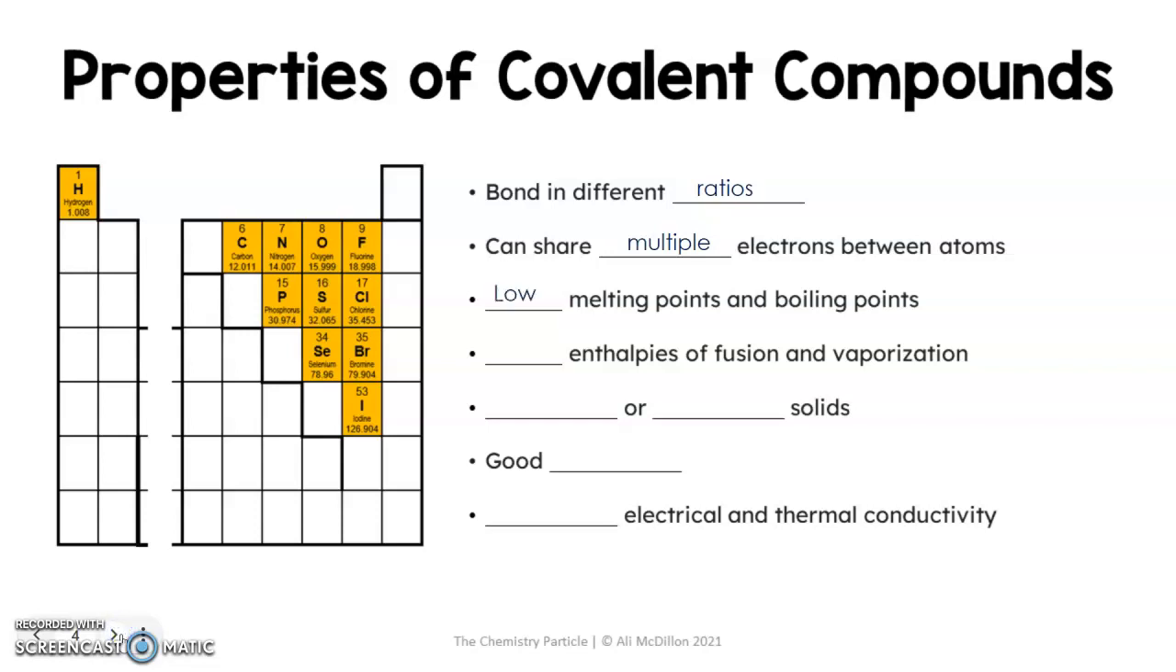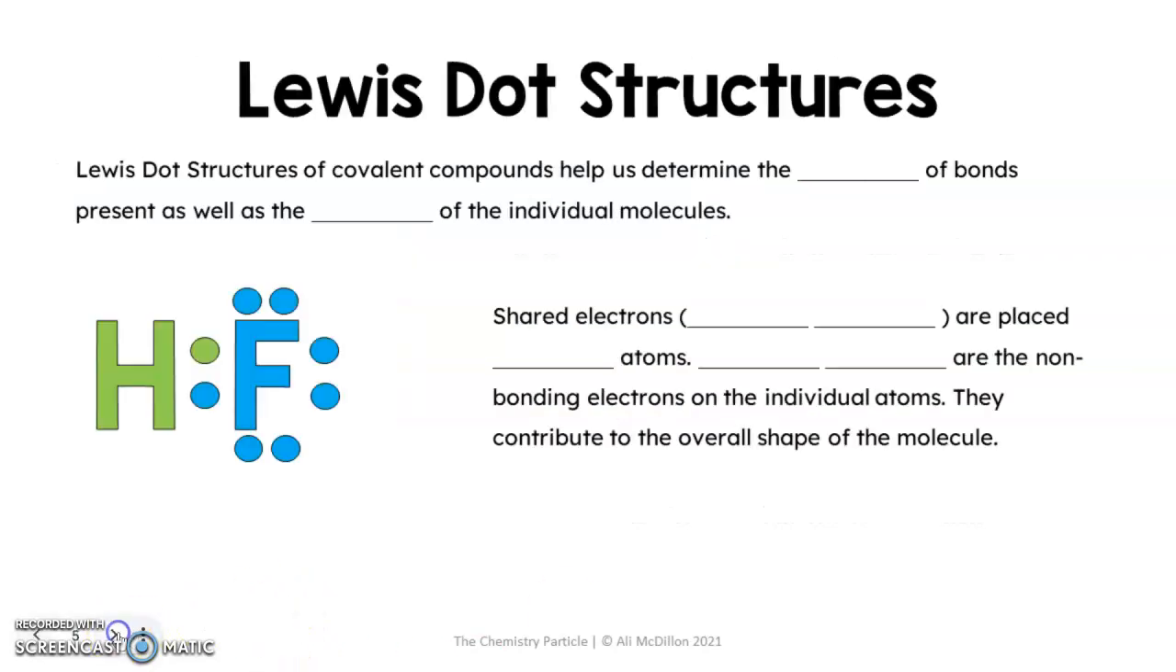They typically have low melting points and low boiling points. They have low enthalpies of fusion and vaporization. We don't have to worry about that right now. They're typically soft or brittle solids. They're good insulators, and they are poor electrical and thermal conductors. And that makes sense, right? Because we're dealing with nonmetals. You guys already know this information because we talked about it when we talked about metals versus nonmetals. So it makes sense that if covalent compounds only form between nonmetals, they would be poor conductors of electricity, soft and brittle, because there aren't any metals in covalent compounds.